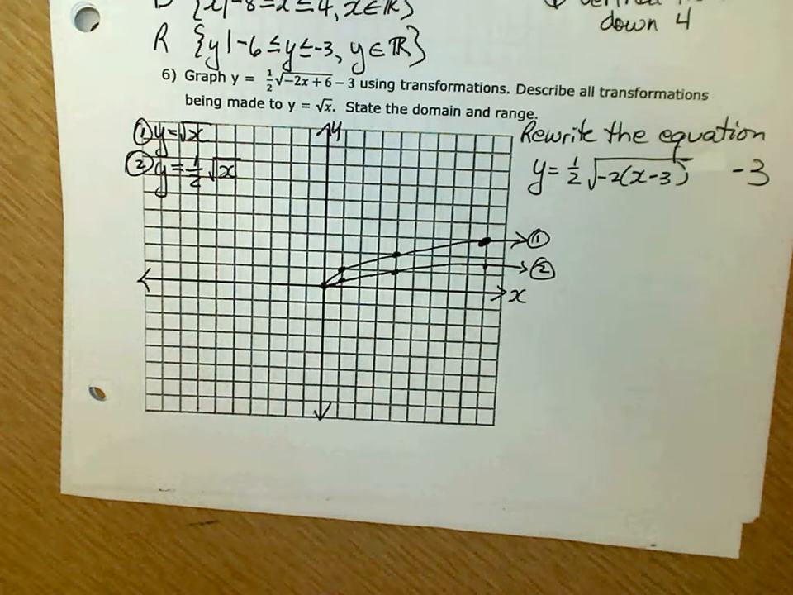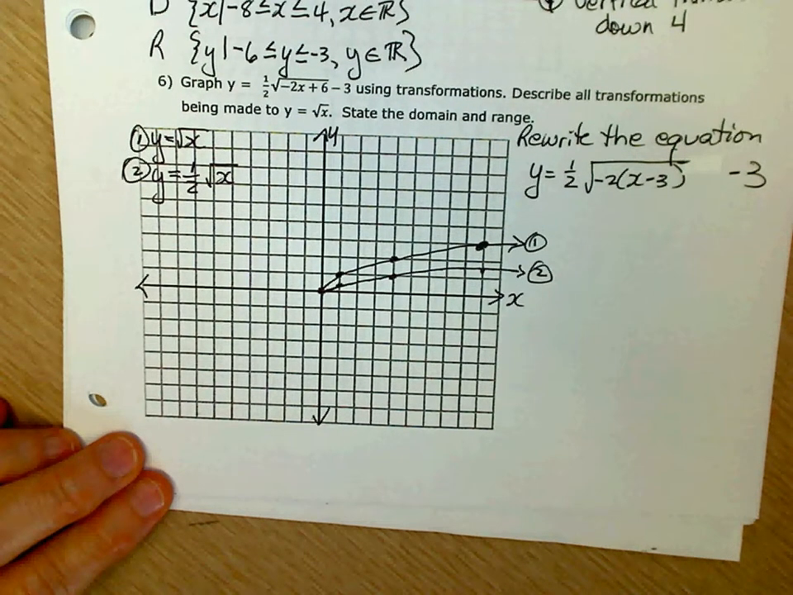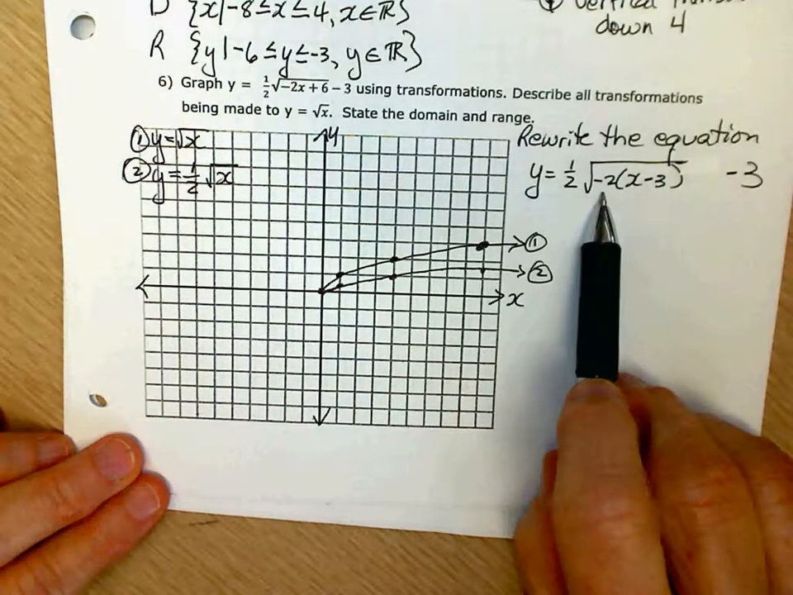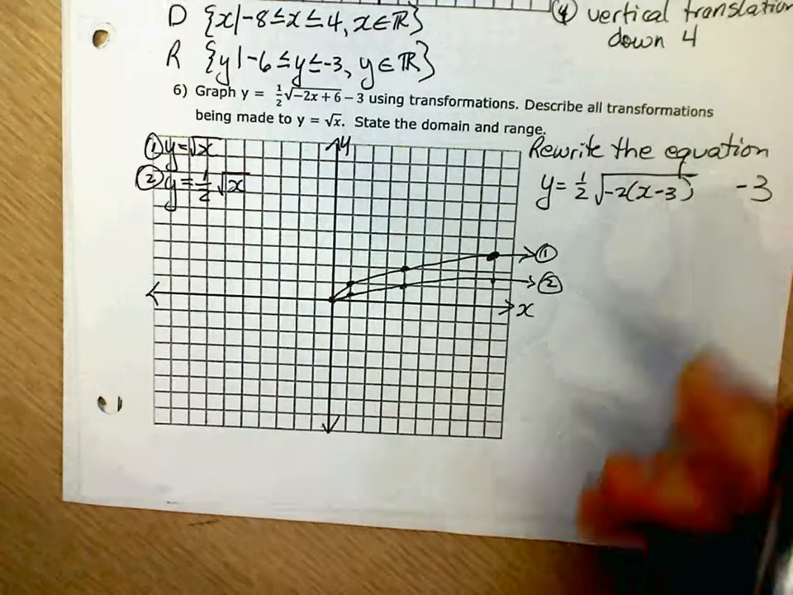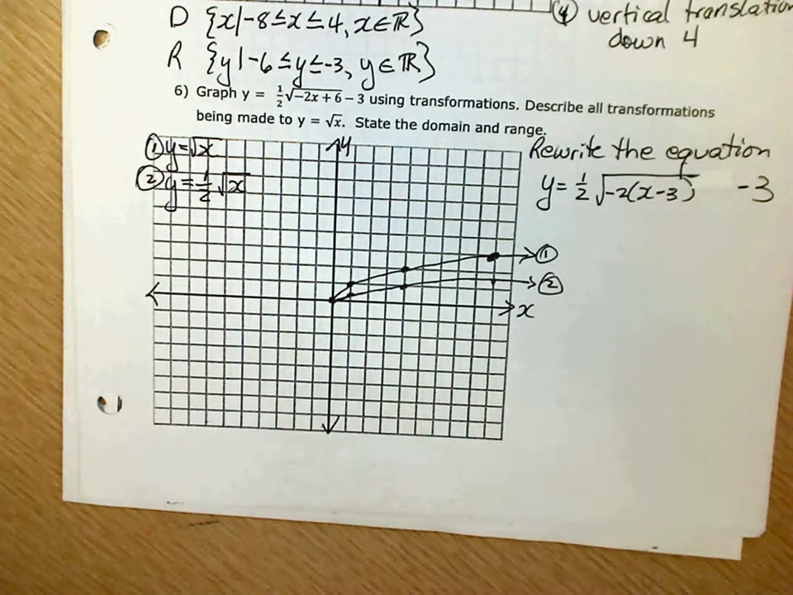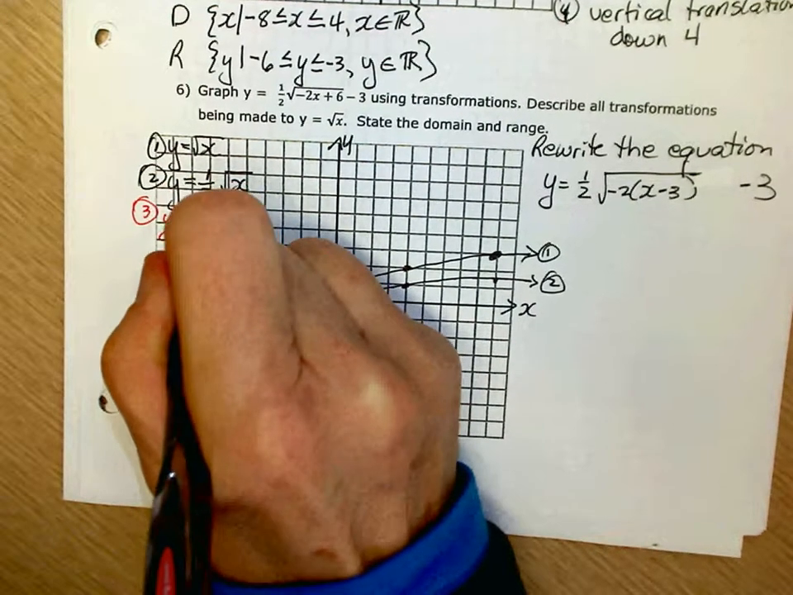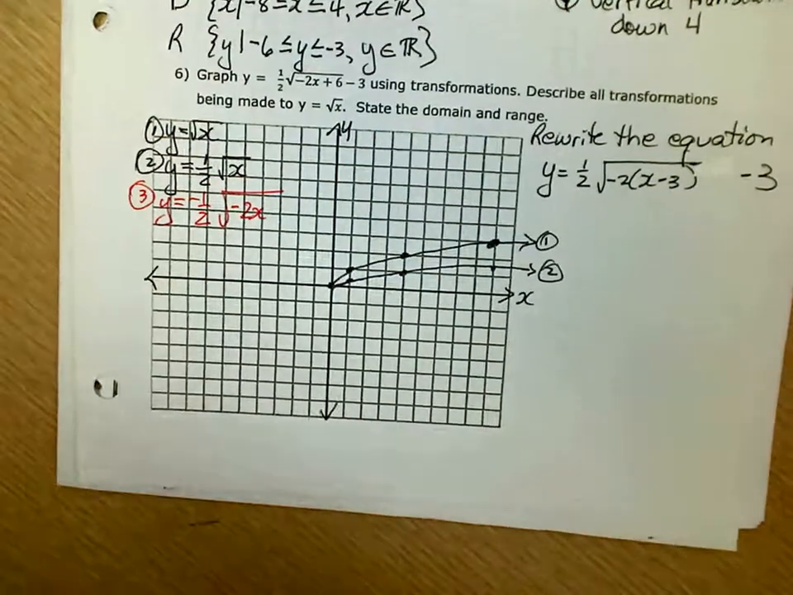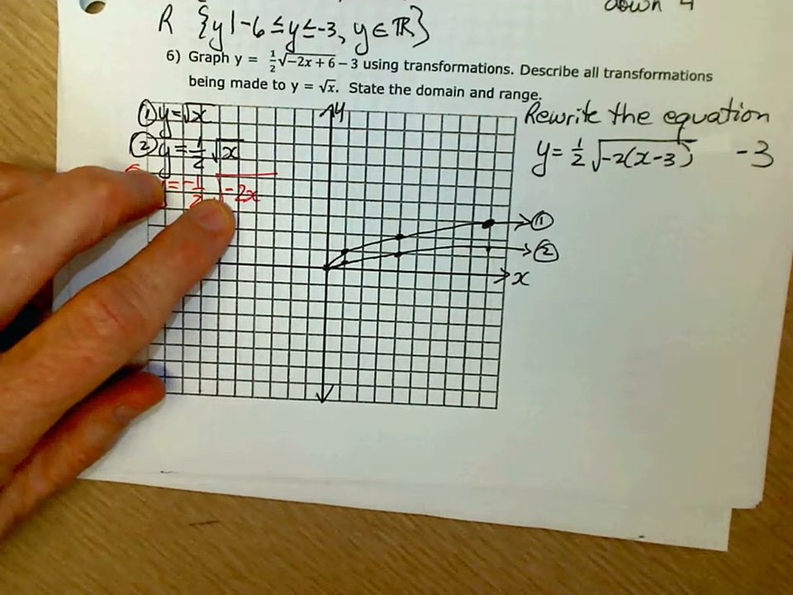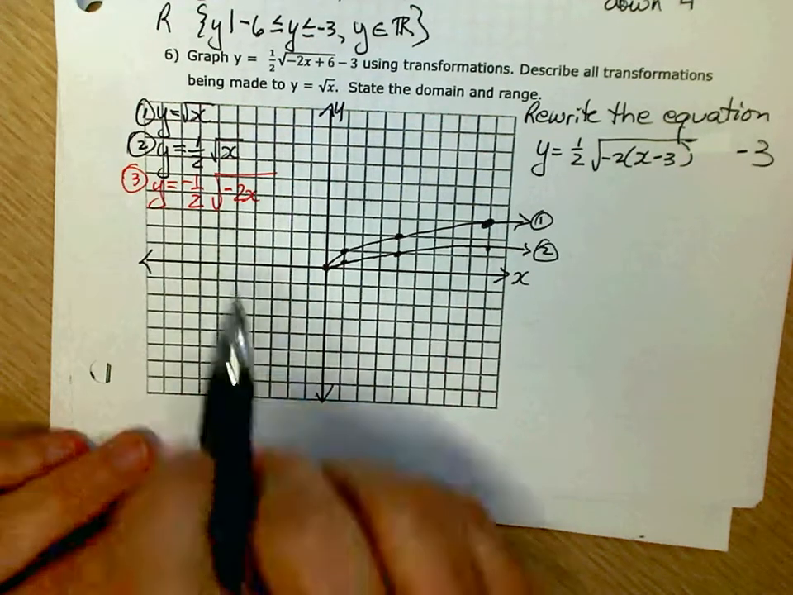Let's do number 3. Number 3, we're going to reflect and compress by a factor of 2. So maybe I better do it in red. We are going to handle the x. There's 3. Y equals negative 1/2 square root of negative 2x. I'm going to handle the reflection over y together with the horizontal compression by a factor of 2. So I'm going to multiply all the x values by a negative half.